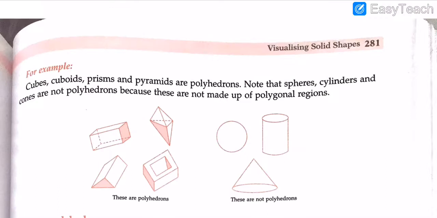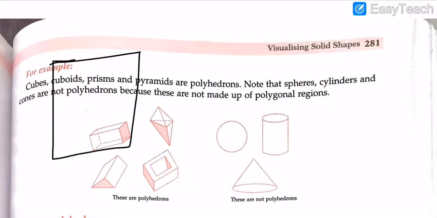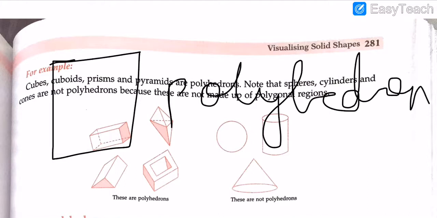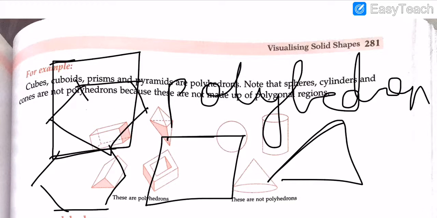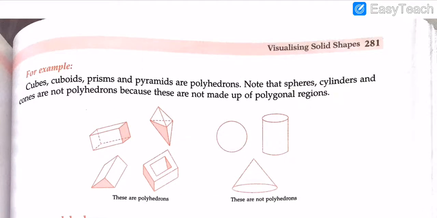Moving on. Now let's go on to polyhedrons. So a polyhedron is basically a solid made up of polygonal regions, and that is known as a polyhedron. A polygon is what? It is made up of straight lines, like a square, triangle, hexagon, pentagon, so you get the idea. So cubes, cuboids, prisms, pyramids are polyhedrons.